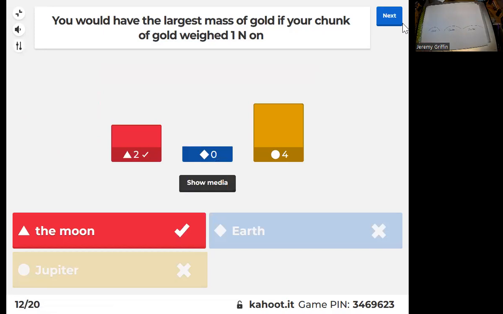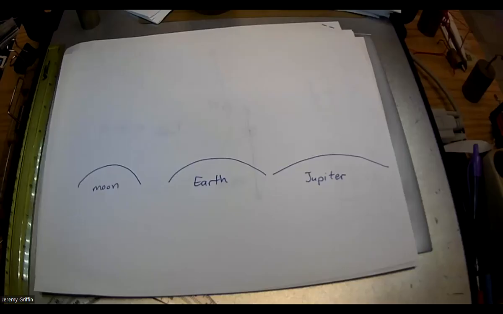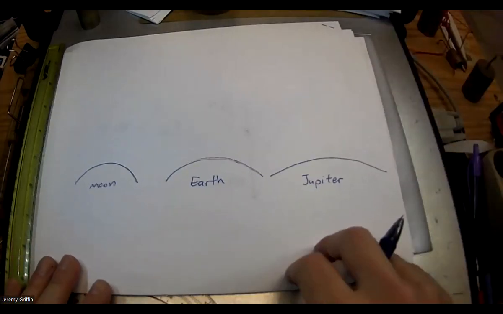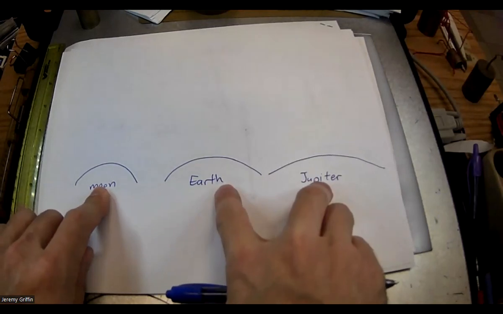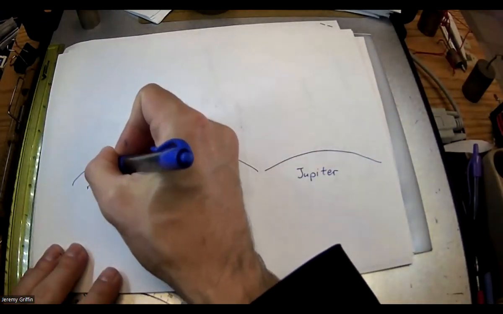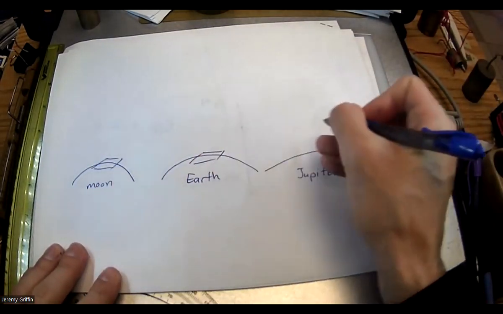All right, a couple of you got that, the moon. Okay, so this one takes some thinking, like I said. So we switch over and show you why the answer is the moon. Here's one way to think of it anyway. I've got the moon, the earth, and Jupiter, with a little bathroom scale on each one of these surfaces.